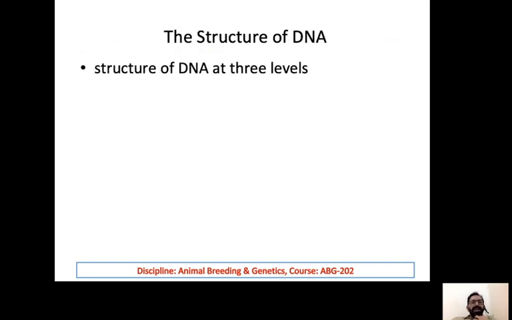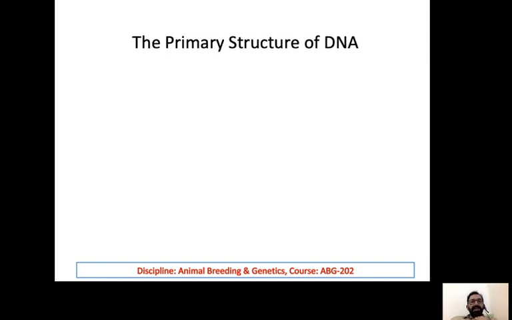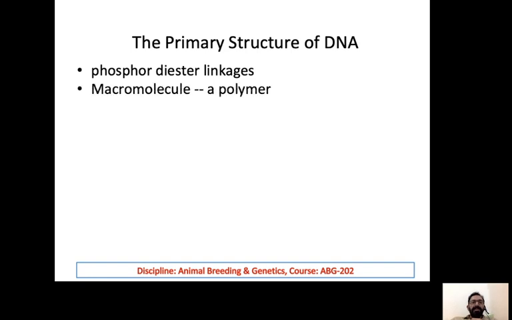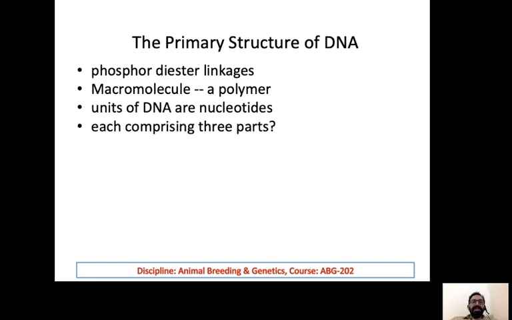Now the structure of the DNA: there are at least three levels of the structure of the DNA. And what are those three levels? We will describe in these slides. In the primary structure, there are phosphodiester linkages. It's a macromolecule and it's basically a polymer. Polymers are those where there are chains of molecules attached to one another. That's called a polymer in chemistry. Its unit is basically nucleotides, and these nucleotides join together and form a polymer.